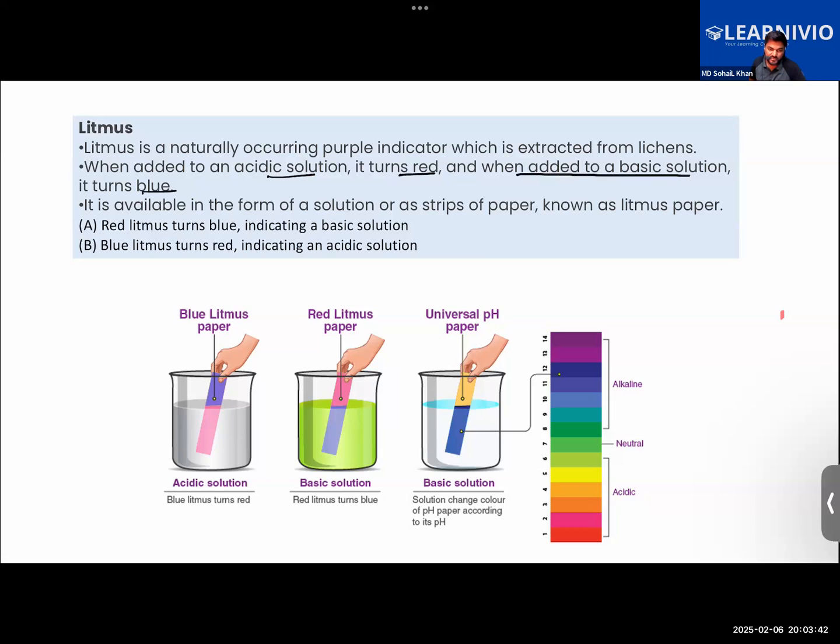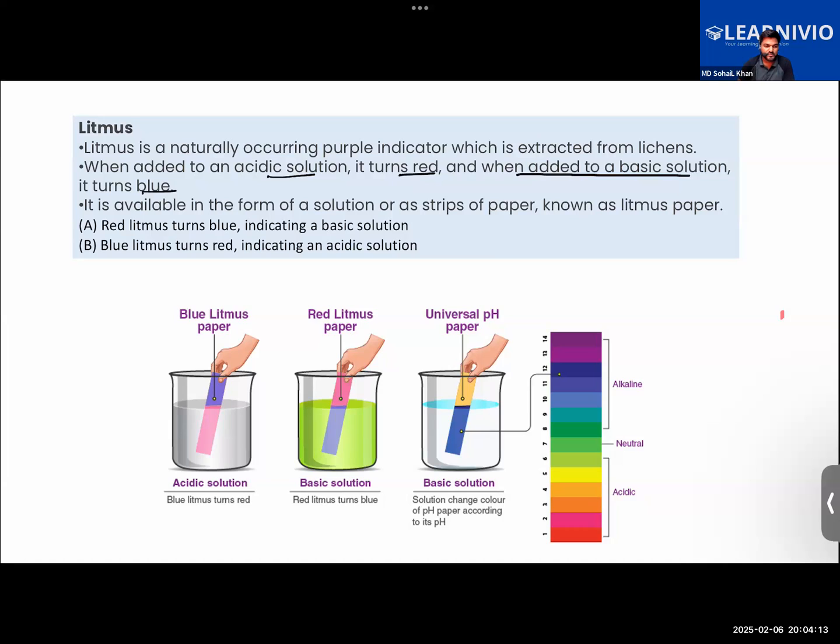Here's how it happens. Suppose we have taken this blue litmus paper, and when you dip it into the acidic solution, its color will change to red. So it shows that the given solution is acidic in nature. And when you dip a red litmus paper in the basic solution, it will turn blue, indicating that the given solution is basic in nature. Hope you're getting it.